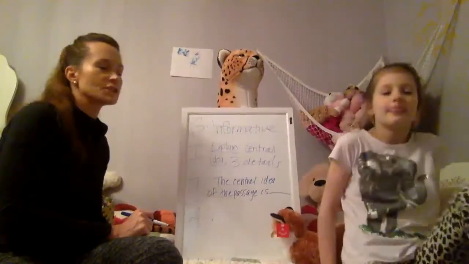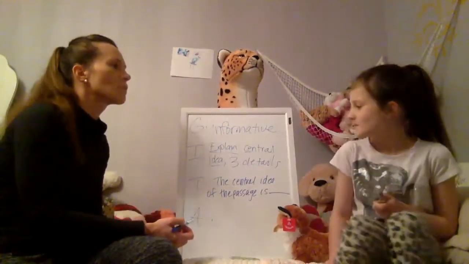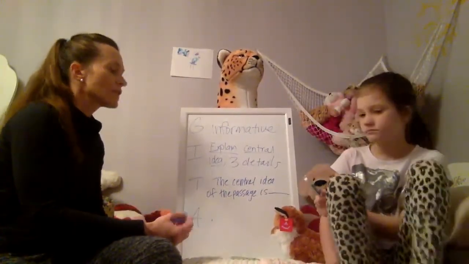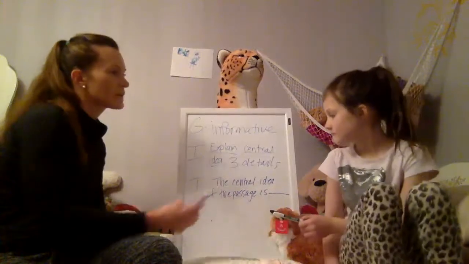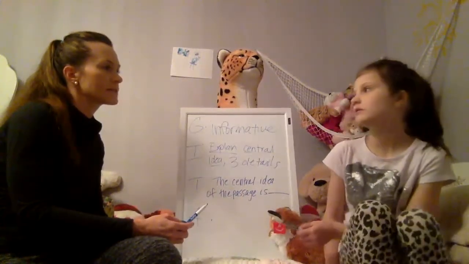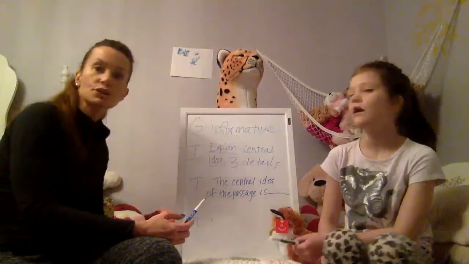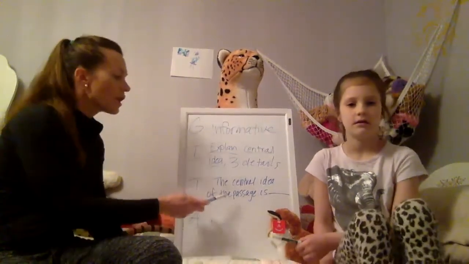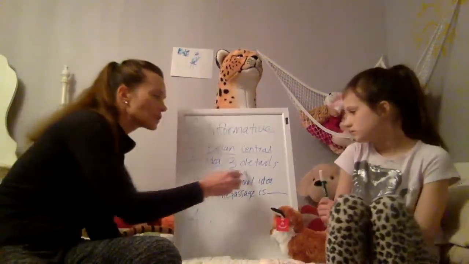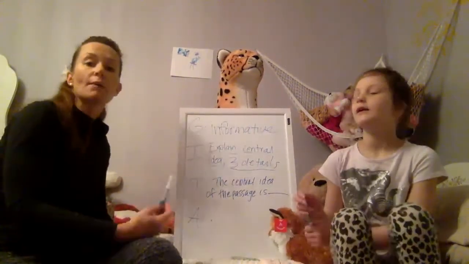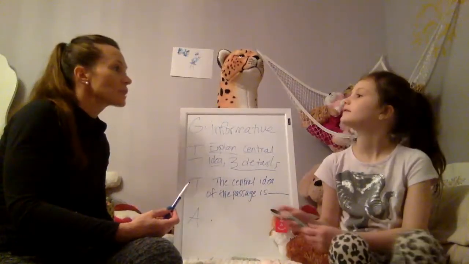Why is it so important, do you think, Madison, that we wrote this before we've even read the passage? Why is it so important that we already know the beginning of our topic sentence before we even read the passage? So you know what to do first. Exactly, and so you know what you're looking for. We know we're looking for the central idea, and we know we're looking for three details to support it. So while we read, we have a purpose. This really helps us read with purpose.